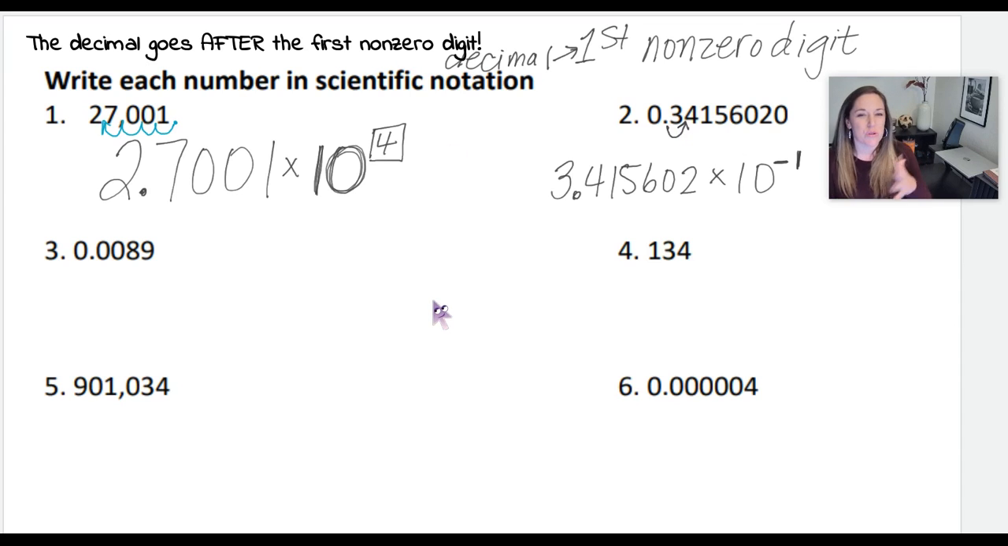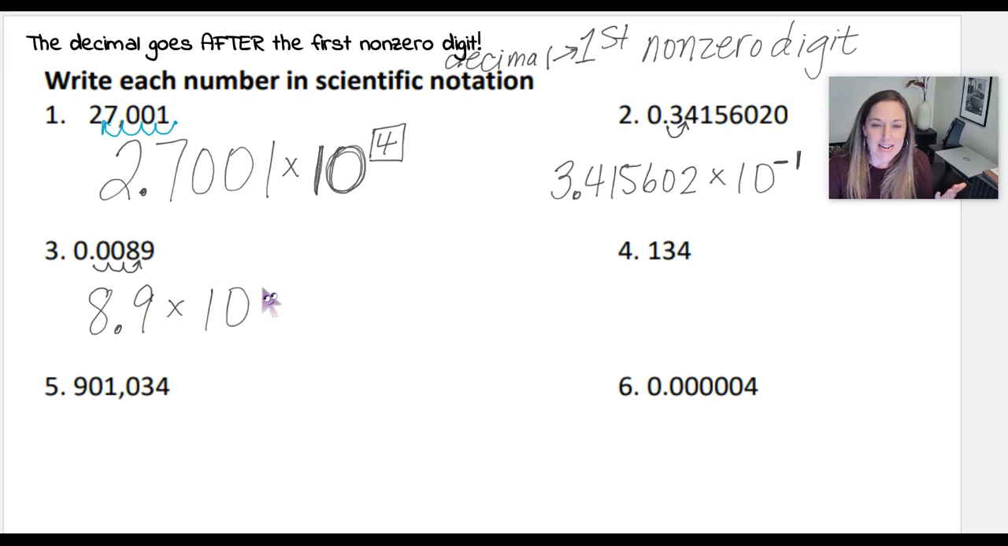Okay, and I know that these are a little tricky, so just keep with it. Okay, so the number 3 says 0.0089. Well, I know that my decimal has to be after the 8, the first non-zero digit. So I'm going to write 8.9 times 10 to the something power.